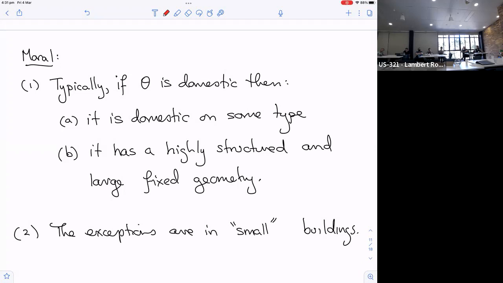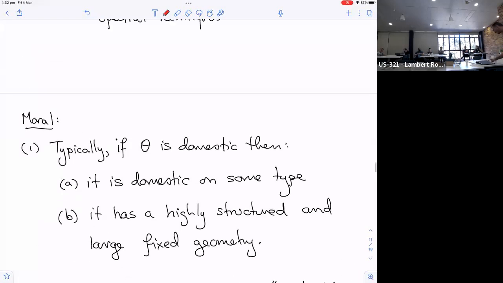The second moral is that to be domestic typically means you have a highly structured and very large fixed geometry. And that makes complete sense, because domestic means, remember, that some vertex of a certain type is not mapped to an opposite. But if your fixed geometry is super large, then any vertex of that type is going to be relatively close to something in your fixed geometry. That's fixed, so you can't be moving that point very far away. So the moral is that domesticity should be linked with large fixed subgeometries.